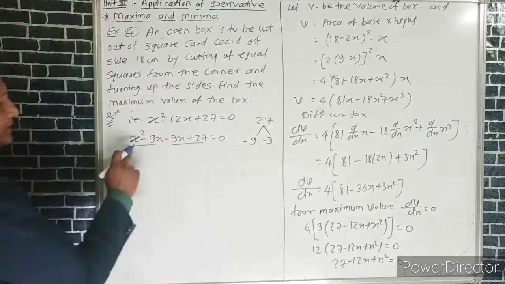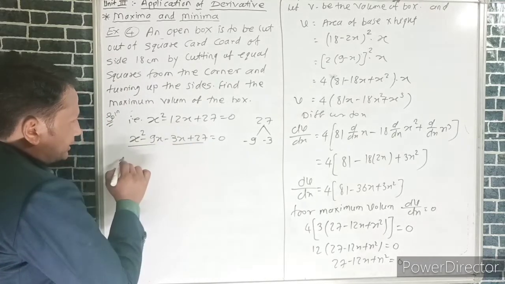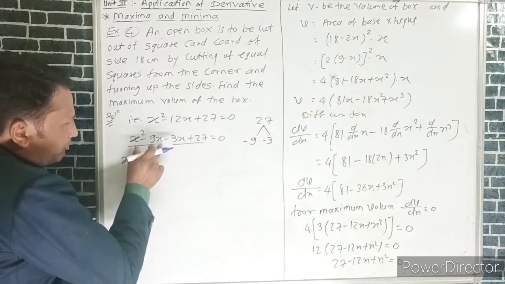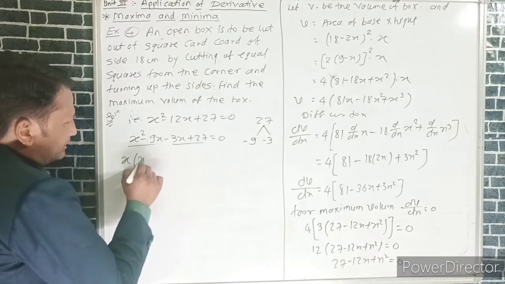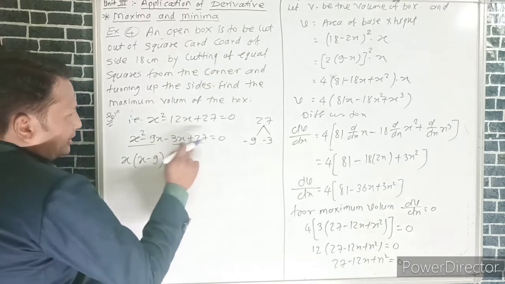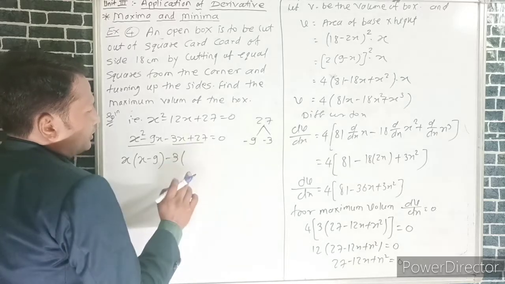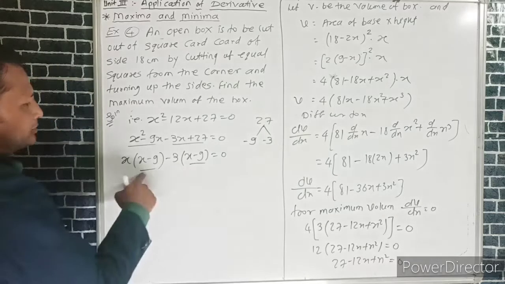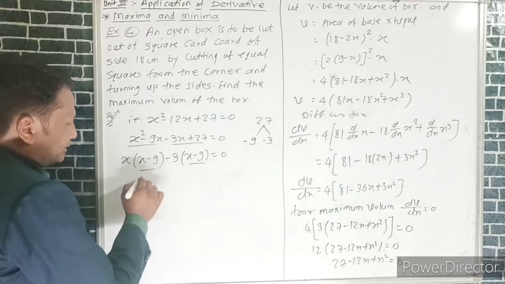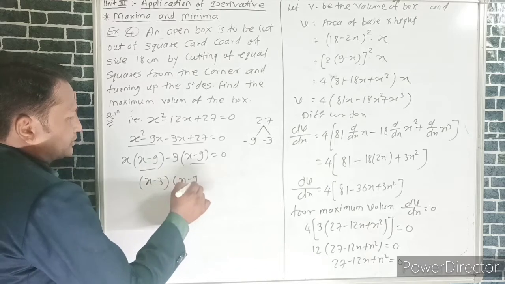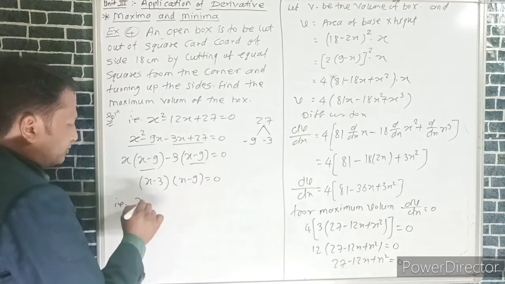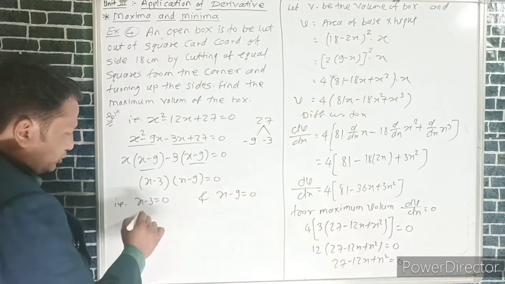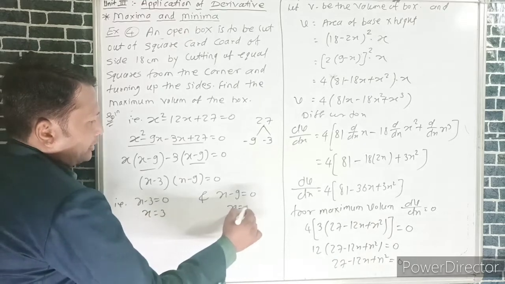If we take x common from the first two terms, we get x into (x minus 9). If we take minus 3 common from the next two terms, we again get (x minus 9) is equal to 0. Now we take (x minus 9) common. We can write (x minus 3) into (x minus 9) is equal to 0. That is, x minus 3 is equal to 0 and x minus 9 is also equal to 0. So x is equal to 3, x is equal to 9.